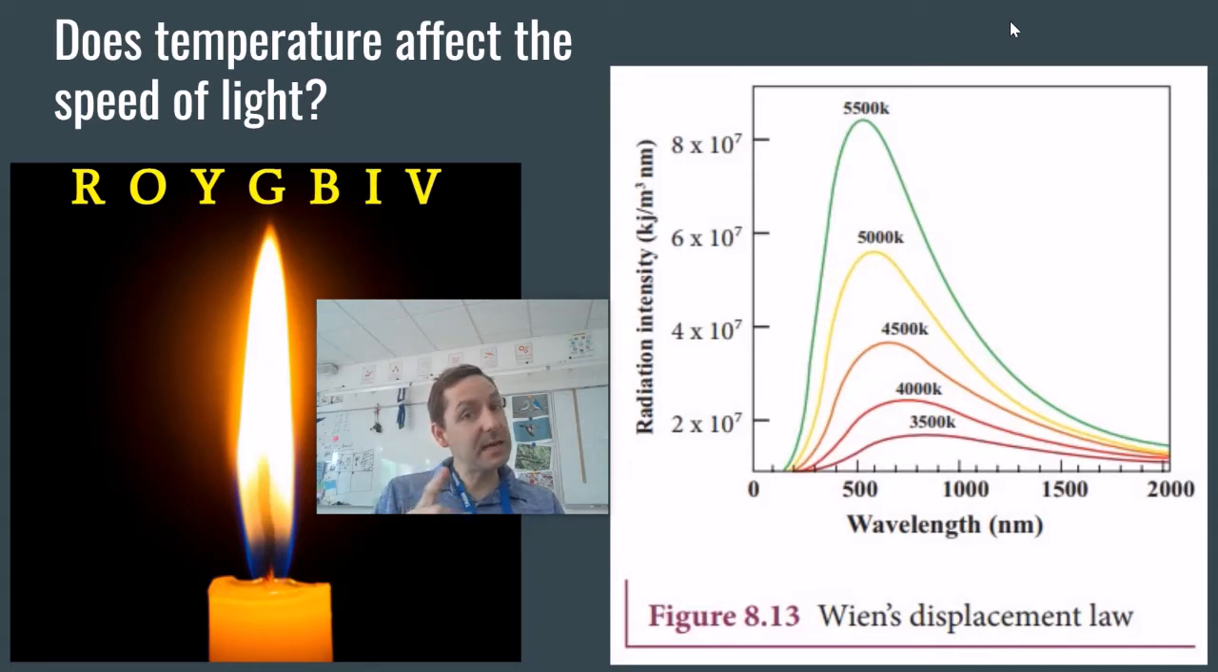Does that affect the speed? No. Remember, the speed of all light is the same. What's different is just the color. We see this actually in this graph over here on the right. As something gets hotter, it's not that it doesn't show any other colors, it's just that the peak of that wave moves more and more towards the blue side.